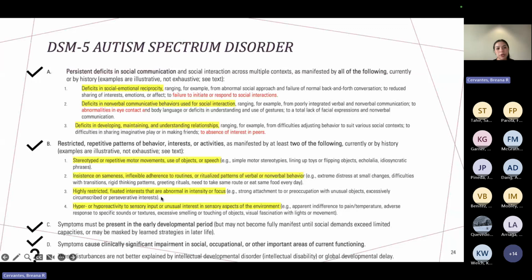Okay, so this was just putting it back into the context of the DSM. All of this is true. That's everything we marked.